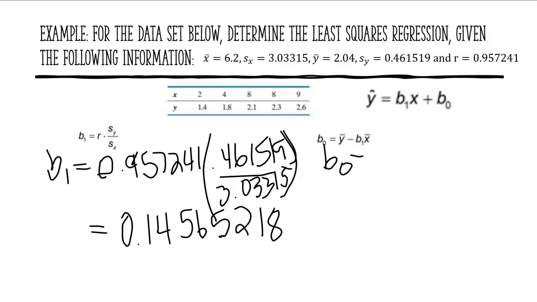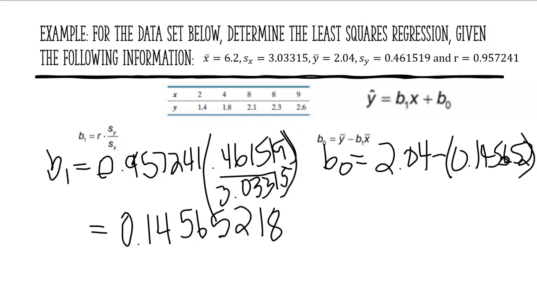Now we need to calculate B0, and that's going to be the mean of Y, which is 2.04, minus your B1, which is 0.14565218 and some more numbers, times the mean of X, which is 6.2. I ran out of space, so I had to write that at the bottom. But that is times that value. So you get 2.04 minus 0.14565218 times 6.2.